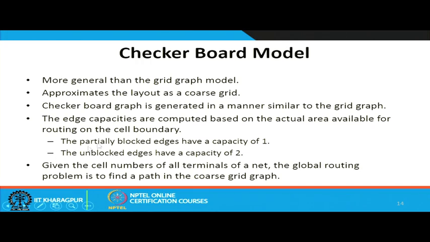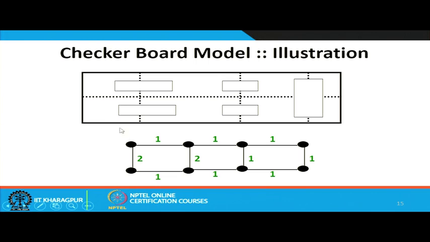So, this is what the checkerboard model is. Here I am showing an example. There are 5 blocks placed in a rectangular region. So, how many regions are there? 1, 2, 3, 4, 5, 6, 7 and 8. So, there are 8 vertices. All the vertices are partially blocked, so they are shown as solid.